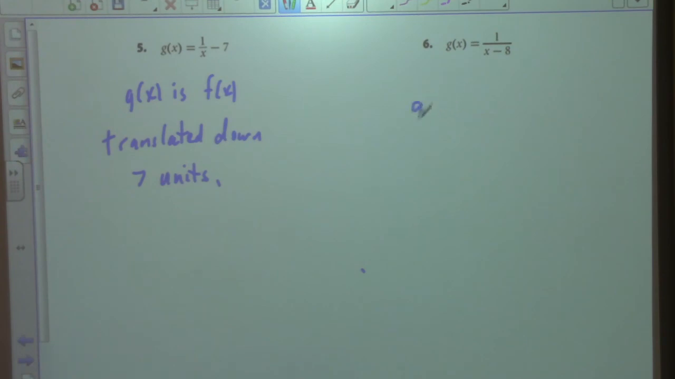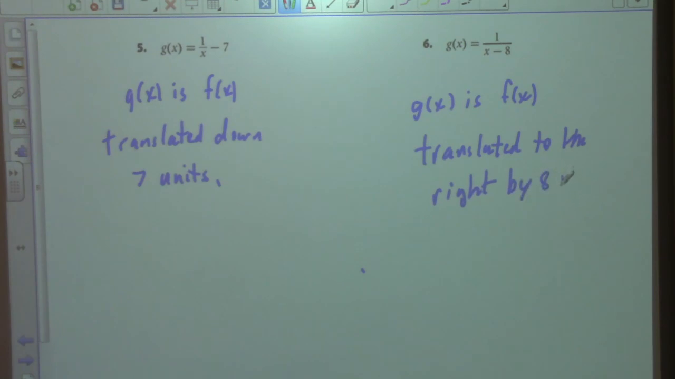G of x is f of x, translated to the right by 8. 8 what? Units. Right. And I noticed that the way of explaining it has varied a little bit between the students. Does that matter that much?